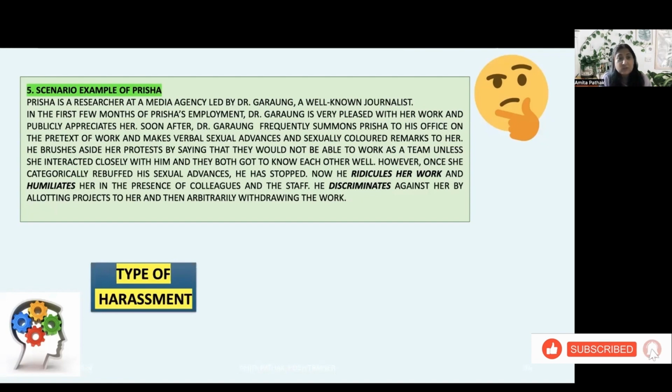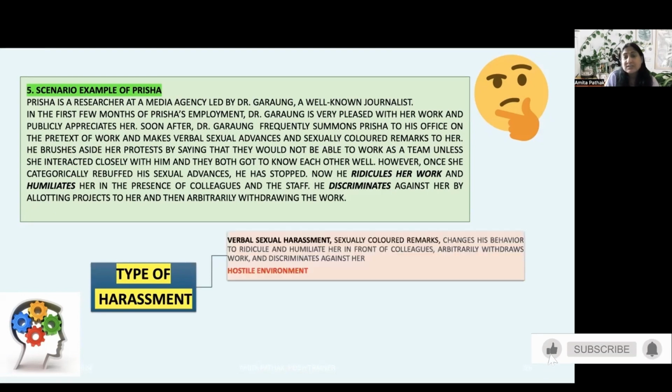Parisha, and her boss, Dr. Gora. So again, as written, he makes verbal sexual advances and sexually colored remarks to her, making her uncomfortable. He brushes aside her protest by saying that they would not be able to work as a team unless he interacted closely with her, threatening her, ridicules her work, showing discrimination. So this is verbal sexual harassment.